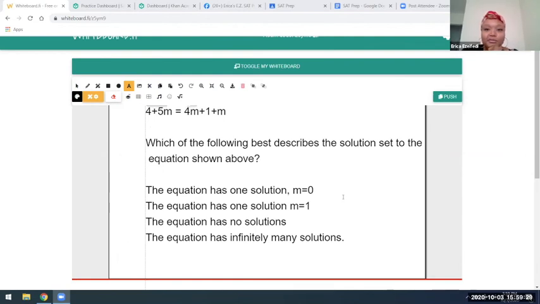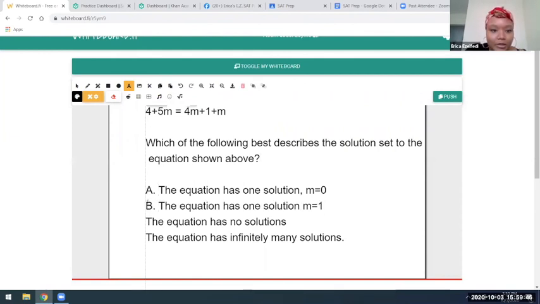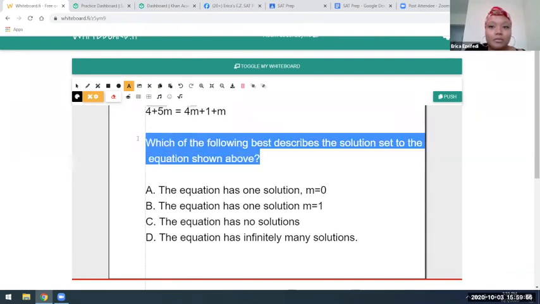So, what are we trying to figure out here? Okay, let me read the question first. Which of the following best describes the solution set to the equation shown above? These are the answer choices, by the way. I had to type them out because I thought that would be more helpful to learning. So what is this question asking? Anyone can speak.